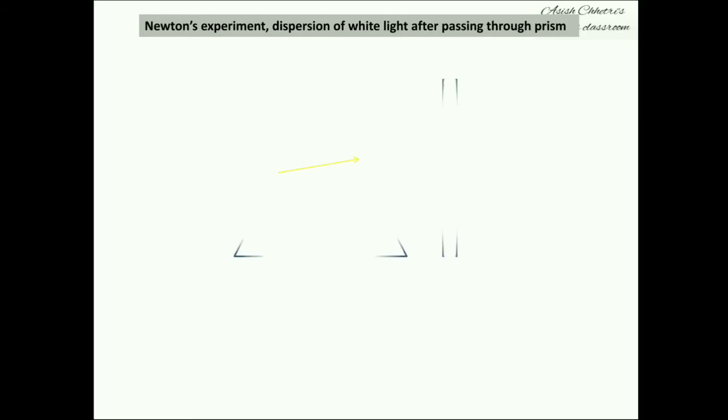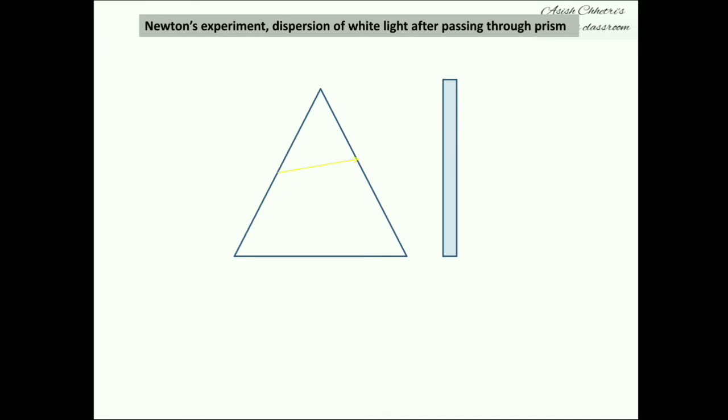Now first let us draw a prism. The triangular shaped object here is a prism, and that rectangular shape which you see on the screen is our screen where we see the different colors when the light passes through the prism. There's a yellow line which you can see in the prism, ignore that for now. Now let us start. Let this be our incident white light.